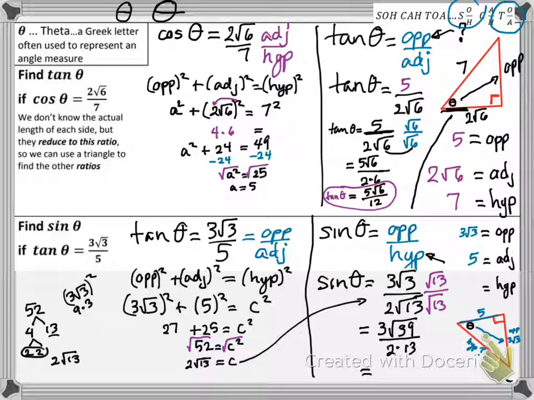I take a look and I say 3 doesn't reduce with 2, 3 doesn't reduce with 13. The bottom's going to turn into 26. I have that 3. I'll try and split up my 39, but I get 3 and 13, no pairs. So this is just going to have to stay square root 39. And that is my answer for sine theta. Final answer.